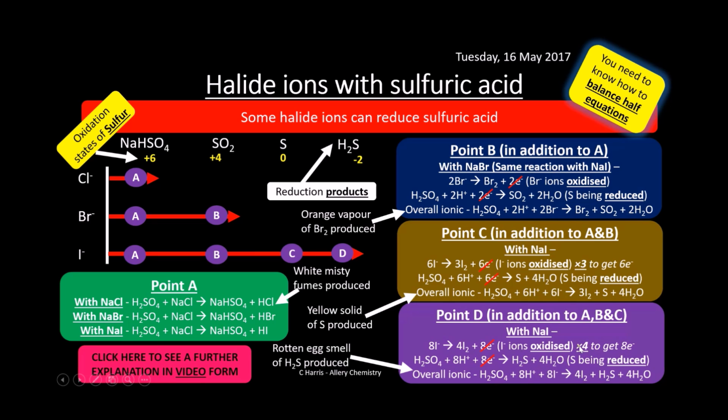We need to multiply the top one by 4 this time to get 8 electrons. Again, cancel them out. Write your overall equation, and you can see that we get this H2S. Now, the classic sign that you're producing H2S, which is hydrogen sulfide, is this rotten egg smell. It's really horrible. It's really toxic, this stuff. Normally known as sewer gas.